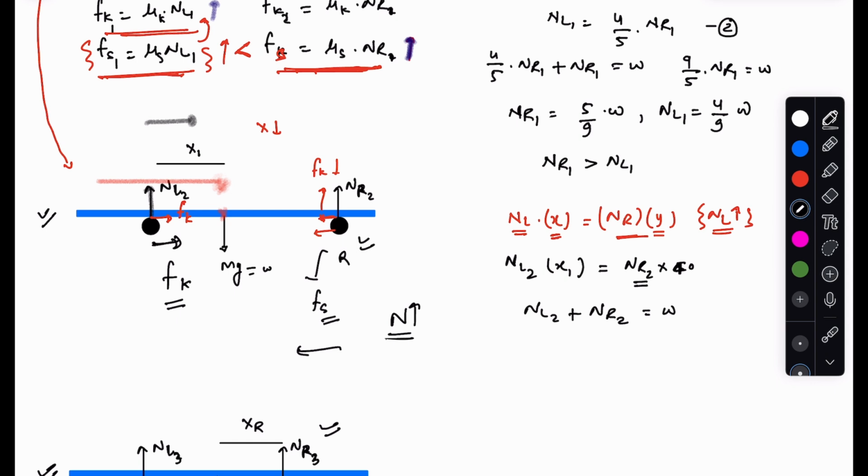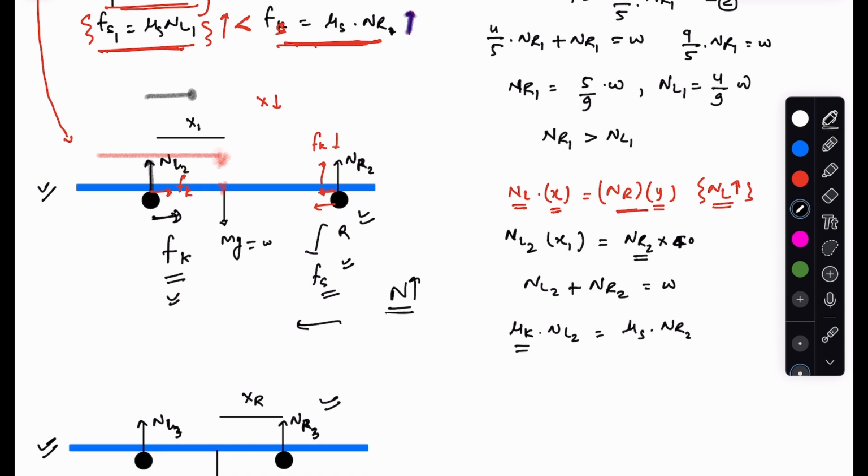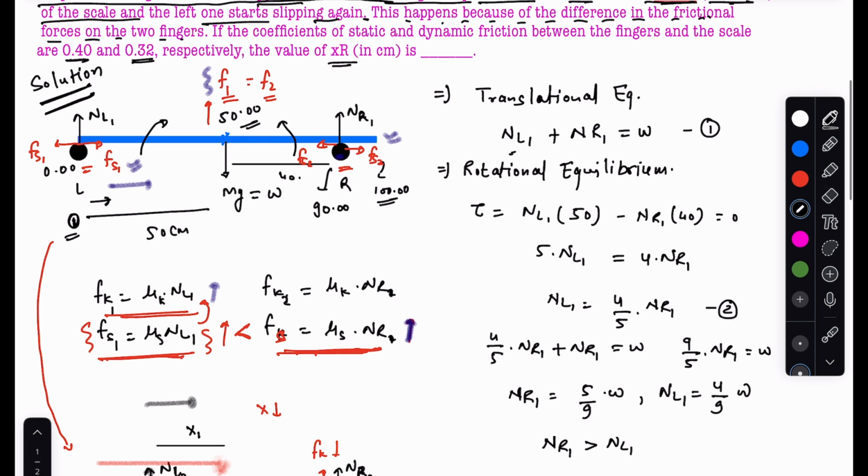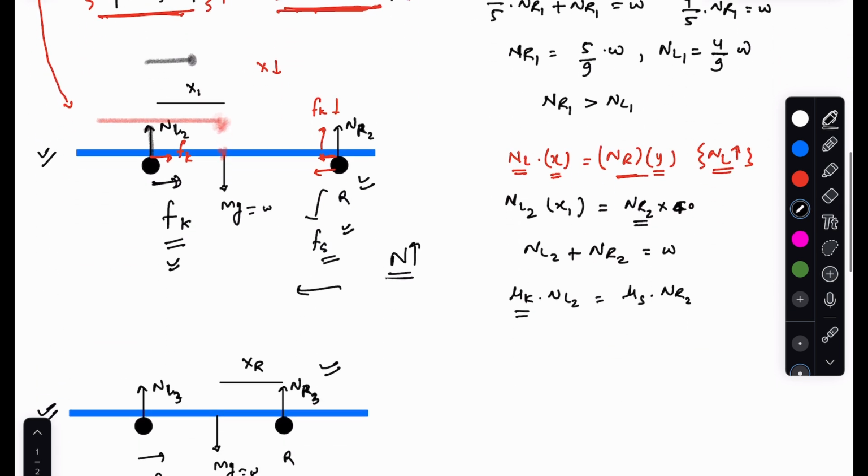And one more equation we have: the kinetic friction of this one becomes equal to the static friction of this one. So kinetic friction of this one, mu kinetic times NL2, becomes equal to mu static times NR2. From here, mu k is given in the question, it is 0.32, and mu s is 0.4. So 0.32 times NL2 is equal to mu s, which is 0.4 times NR2.